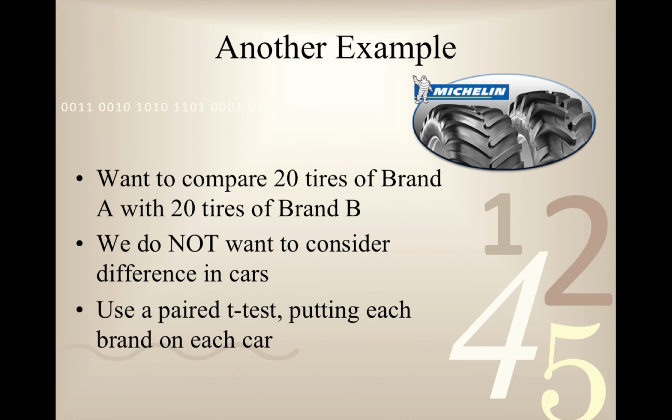What would this data look like in Minitab? You would have a column for the car, so maybe cars 1 through 10. You would have a brand A wear column, and then you would have a brand B wear column. All right, and then we would combine the results across the cars, so we would just be looking at the variation between brand A and brand B.